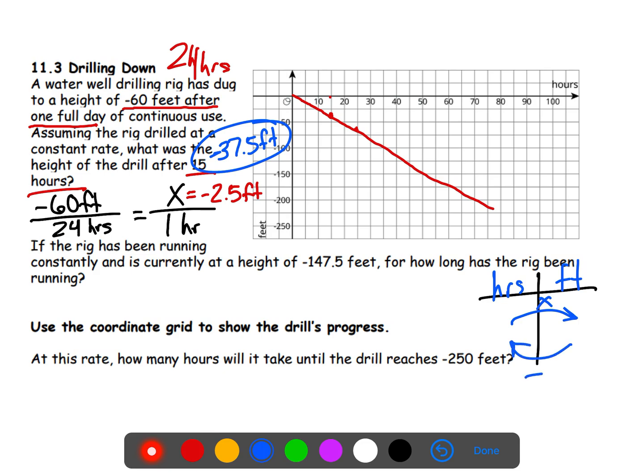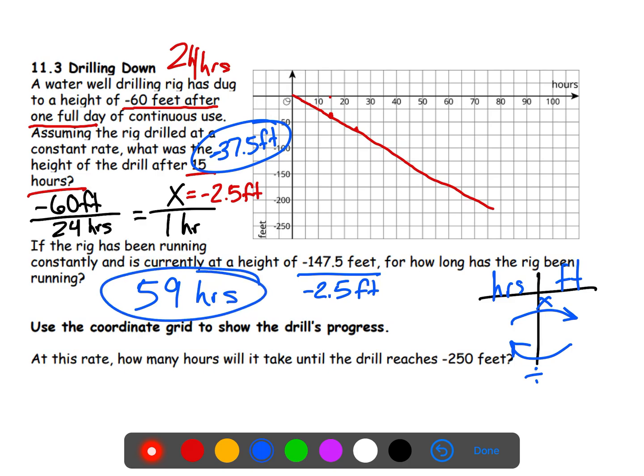To reverse that, we'd use the inverse operation. We would divide. Let's take our number of feet, divide it by our constant of proportionality, and look at this. We're dividing a negative quantity by another negative quantity. That should give us a positive answer, a positive quotient, and that's a positive number of hours. It should be positive in this case. So we'll do that division and find that 59 hours is the amount of time that drill has been running.